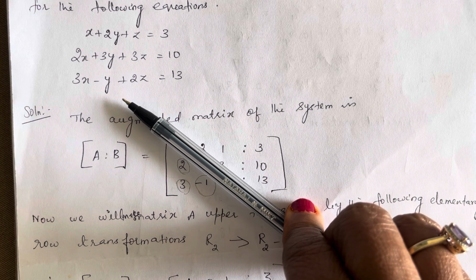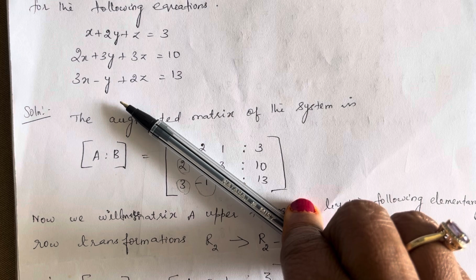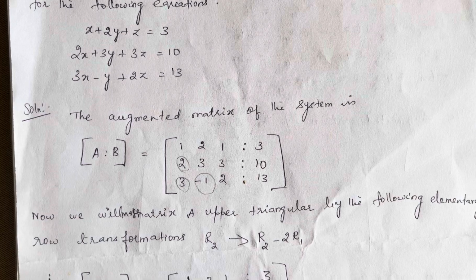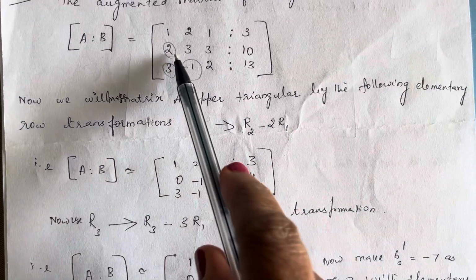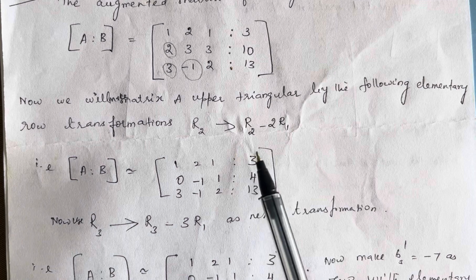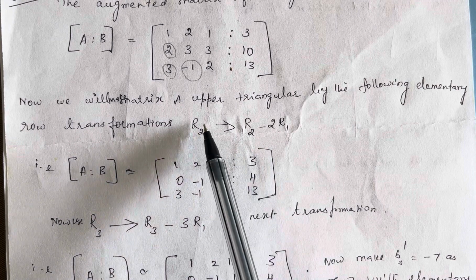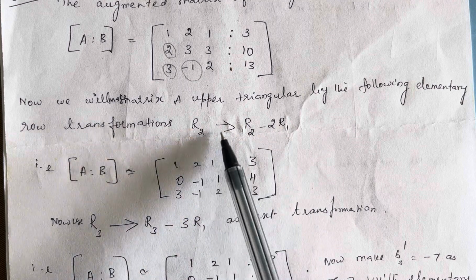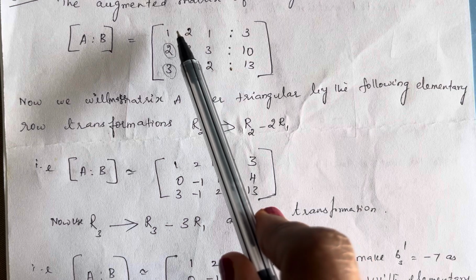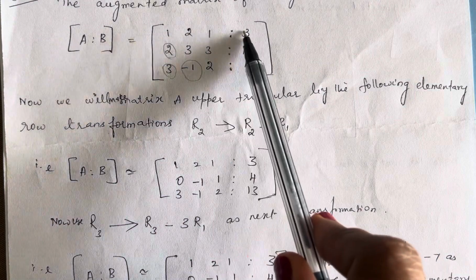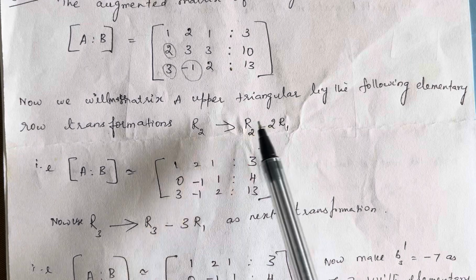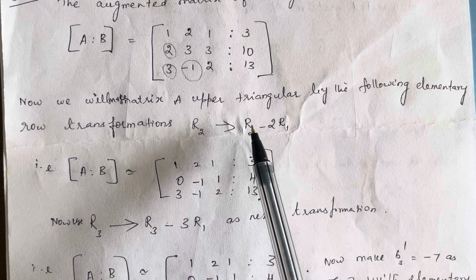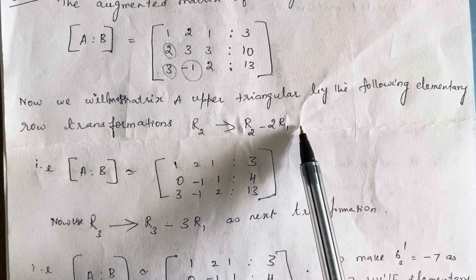How to make them 0 is by using simple elementary row transformations. The very first step is the 2, I have to make it 0. For that I am using the row transformation R2 changed to R2 minus 2R1. That means I multiply R1 by 2, and then that should be subtracted from R2. So the second row is going to be changed as R2 minus 2R1.